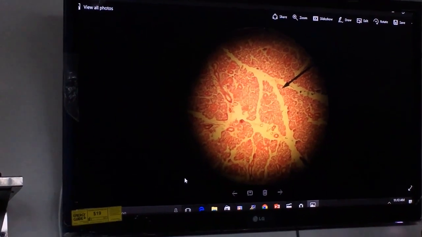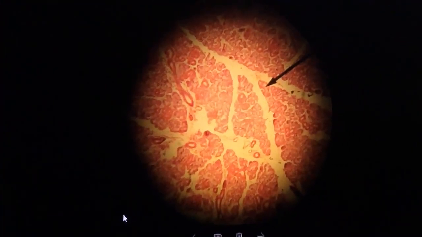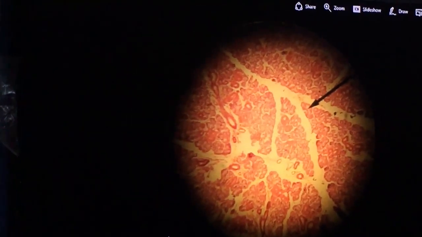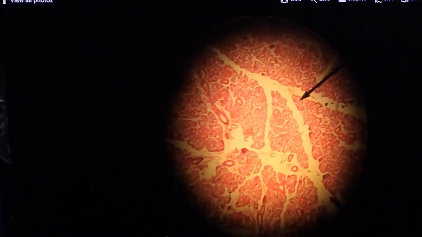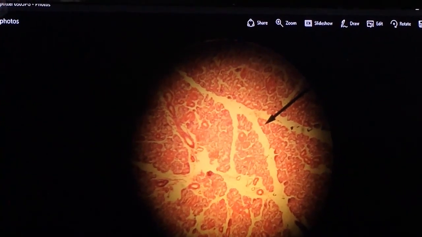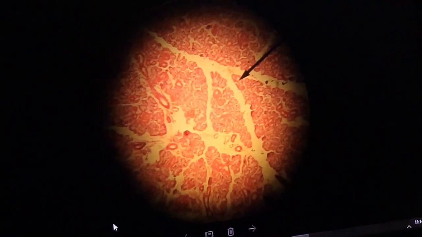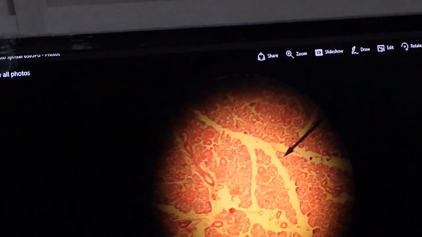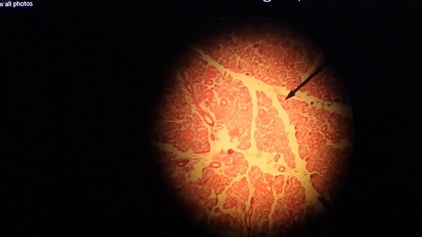All right, guys. So the first thing is this: lobulated. See that? Once it's lobulated, it's liver, pancreas, or salivary glands. Is this liver? No. Liver is a solid, pink thing. Is it pancreas? No, because pancreas is purple. So what is this then?